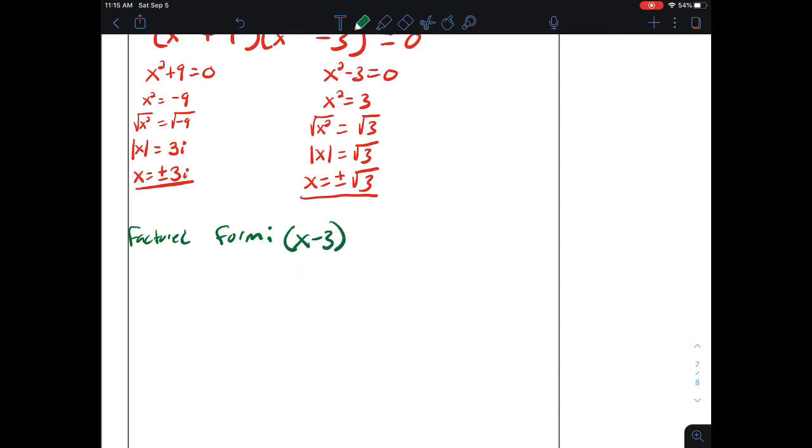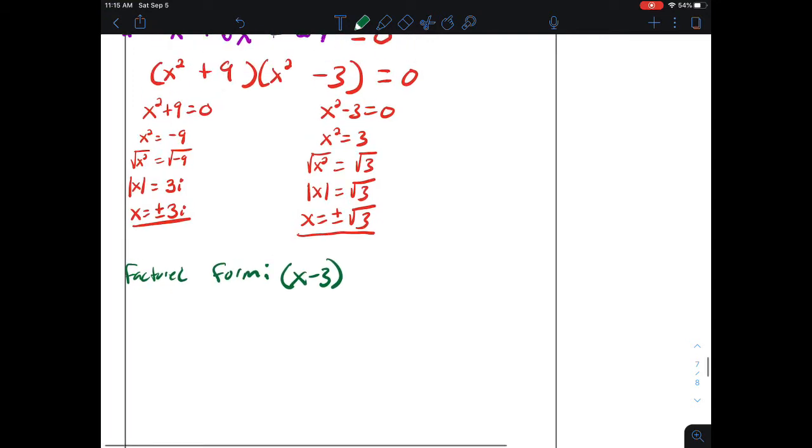And then instead of writing this as x minus 3i and x plus 3i, we're going to use the 2 factors that generated those that did not result in whole real numbers. So we'd say times x squared plus 9 times x squared minus 3. So there's my factored form.